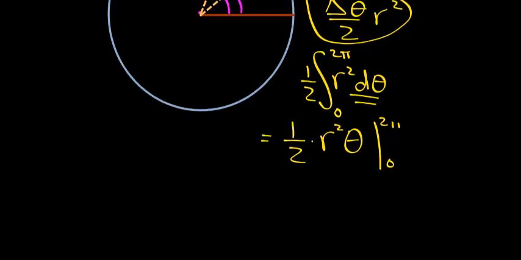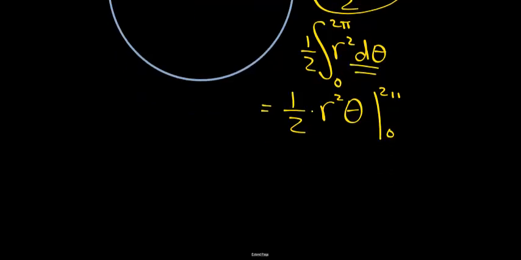Now let's see what we've got. Let me go through and finish this off. So I've got 1/2, now I've got r squared times 2 theta. Now I realize my radius is 1, but let me just carry this along.